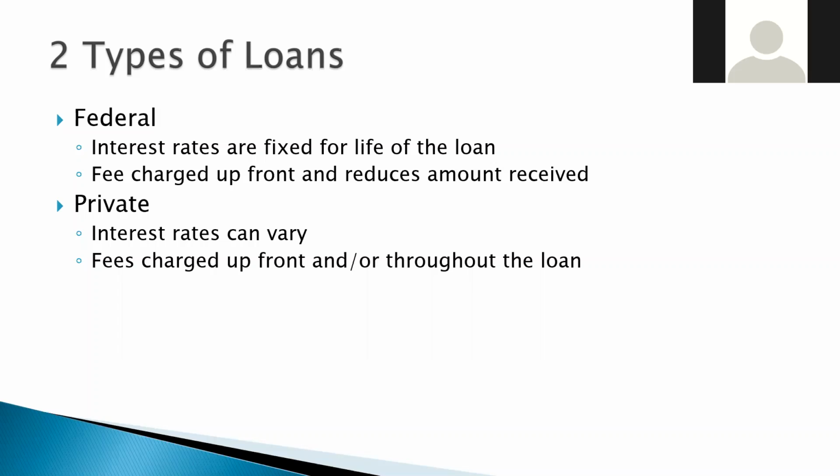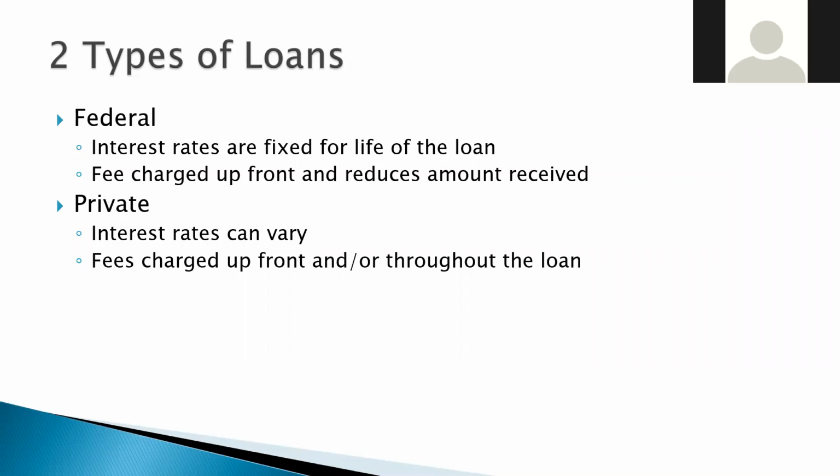Okay, so there are two types of student loans. The first thing that's important to know is that there are federal loans and there are private loans. Federal loans have a fixed interest rate over the life of the loan. The fees are charged upfront, and it reduces the amount that's received. So if the fee is $50 and you get $1,000, then $950 is what you actually receive.